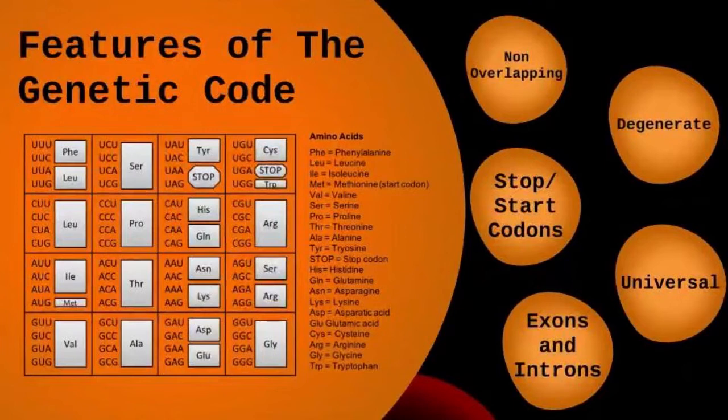So just to summarize, you need to know the definitions of a gene, an allele, and a locus. You need to know that the genetic code is non-overlapping, it is degenerate, it has non-coding regions, and it also has start and stop codons.